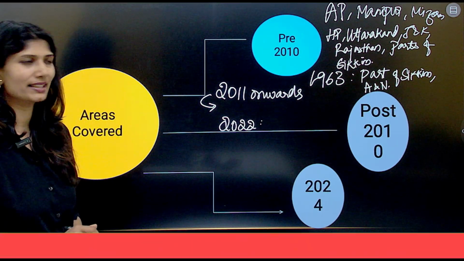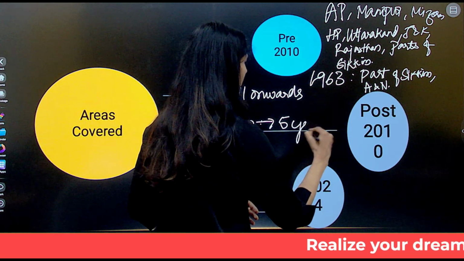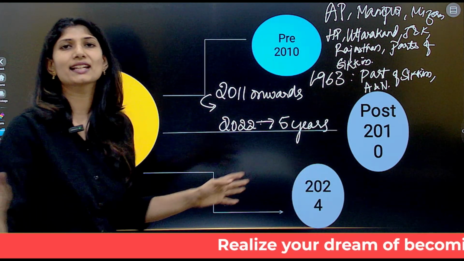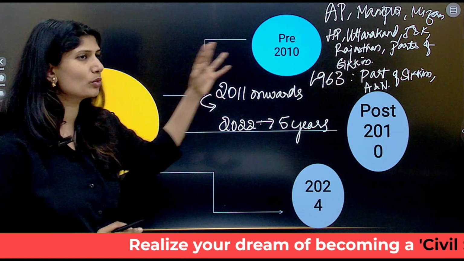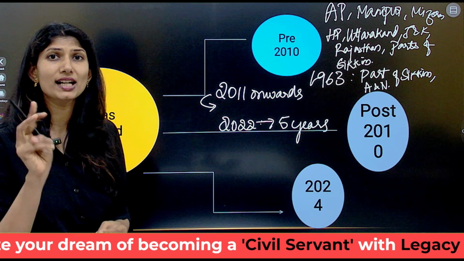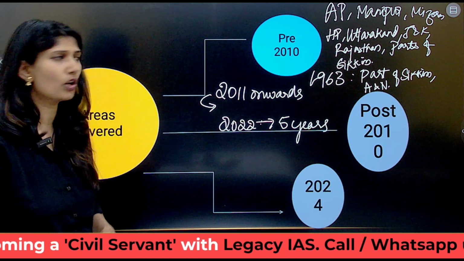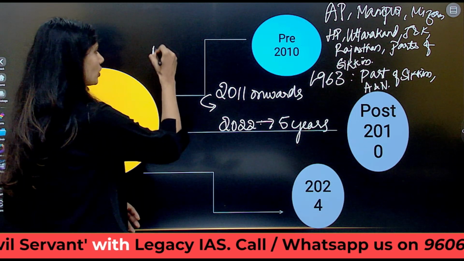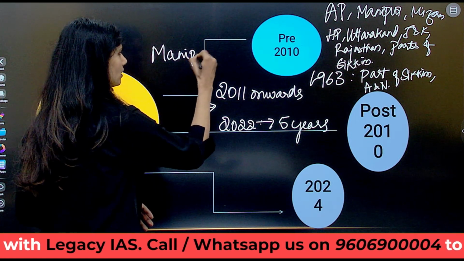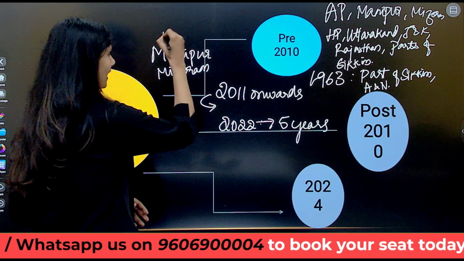In 2022 they decided, okay, for the next 5 years, let's give them the easing of restrictions. That is, let's remove the protected area permit or protected area regime concept in the 3 areas. From 2011 onwards where we kept speaking, those were for 3 states. Which are those? Manipur, Mizoram and Nagaland.